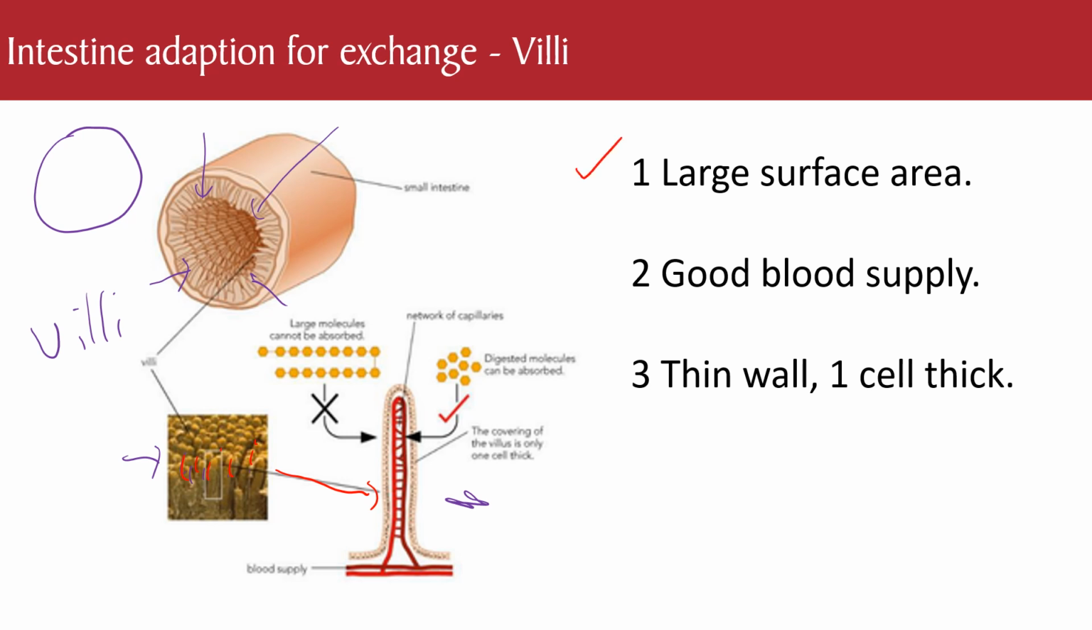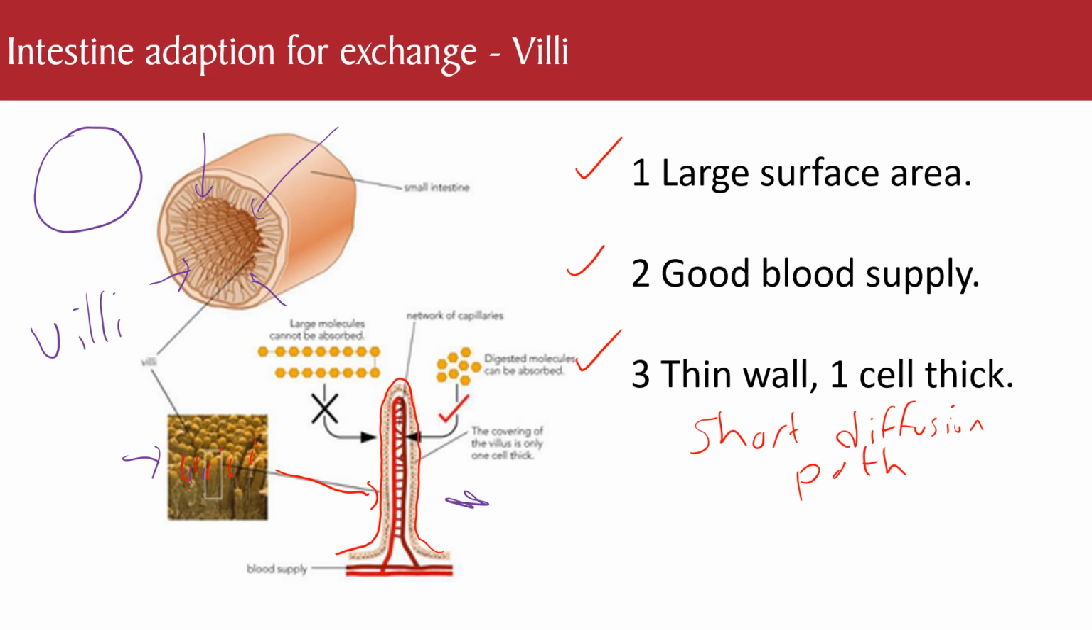The villi make a large surface area, because you can then get absorption all the way around that hair rather than just in an empty tube. It has a fantastic blood supply. You can see the capillaries going up the middle inside each individual villus. And number three is a very thin wall, often one cell thick, to allow a very short diffusion path.